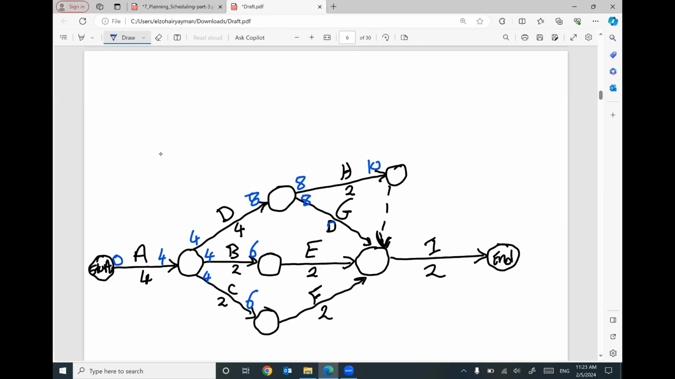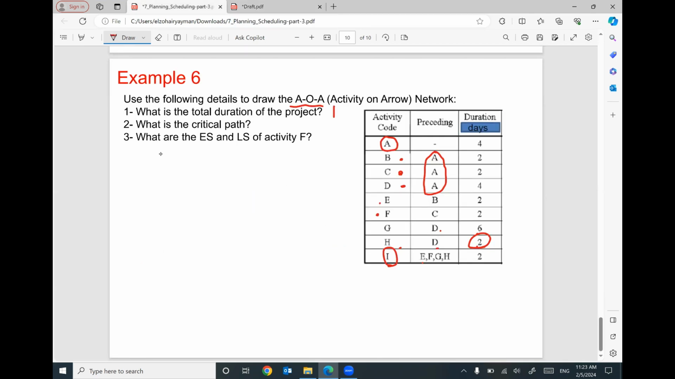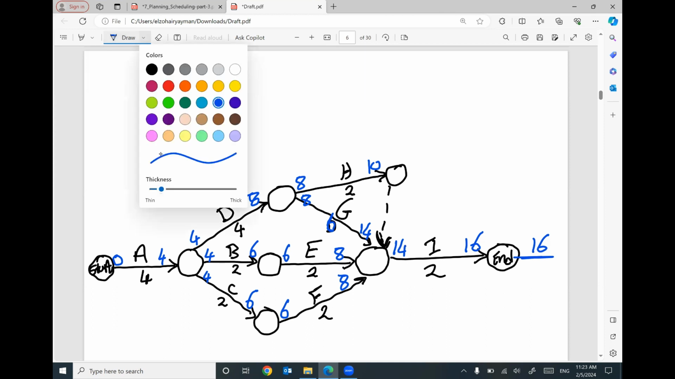This one is 6. So 8 plus 6 will be 14. This one will be 6 plus 2 will be 8. This one will be 6 plus 2 will be 8. For activity I, I have previously 8, 8, 14, 10. I'm going to use the biggest one, 14. 14 plus 2 will be 16. So the total duration of this project will be 16 days.